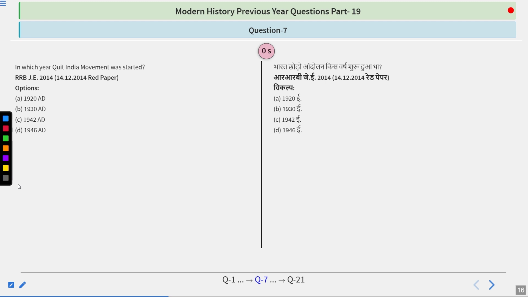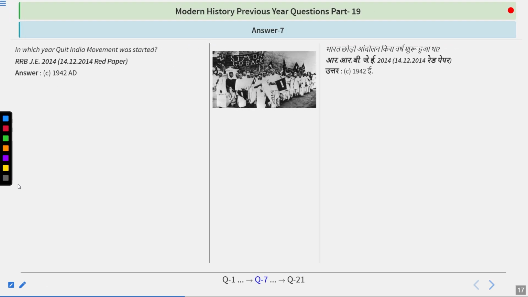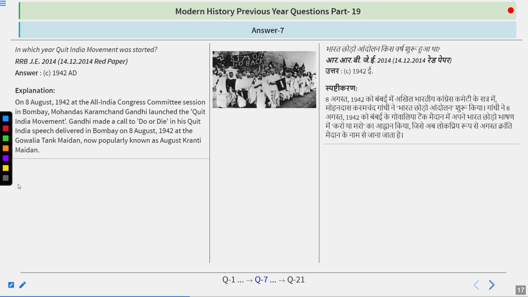And I guess the answer you're looking for is quite right, because the answer is 1942. So on 8th August 1942, at the All India Congress Committee session in Bombay, Mohandas Karamchand Gandhi launched the Quit India movement. Gandhi made a call to do or die in his Quit India speech delivered in Bombay on 8th August 1942 at the Gwalior Tank Maidan, now popularly known as Agast Kranti Maidan.